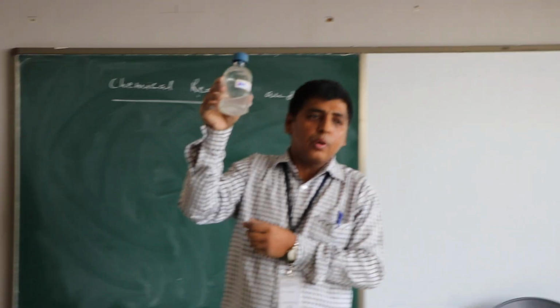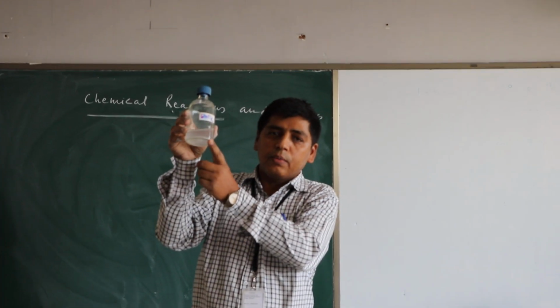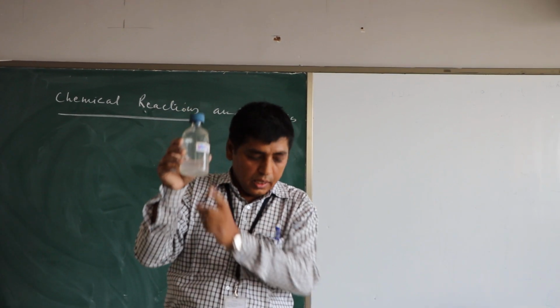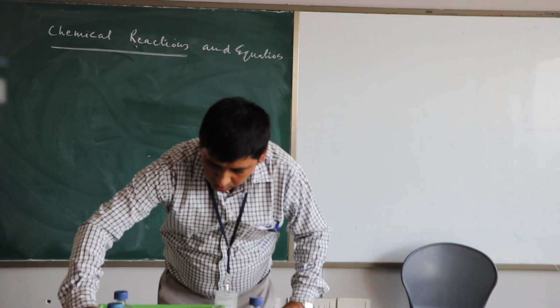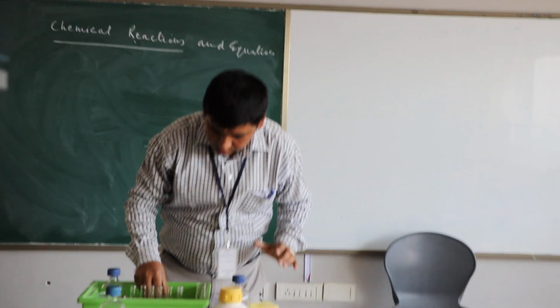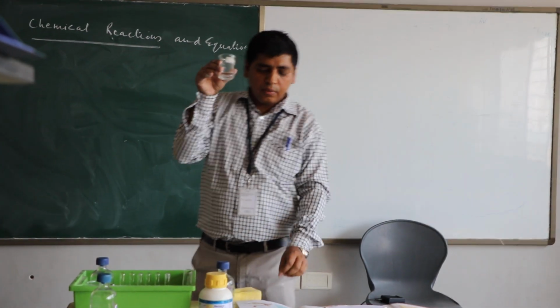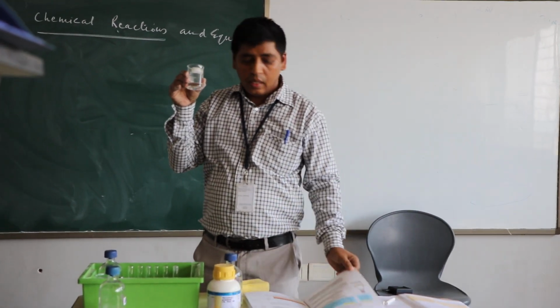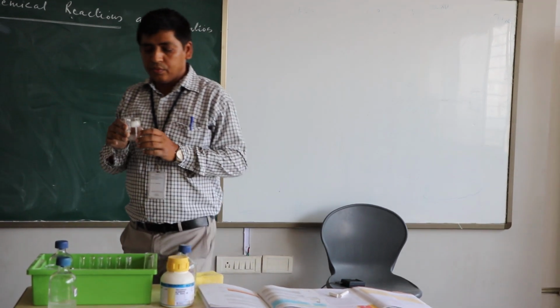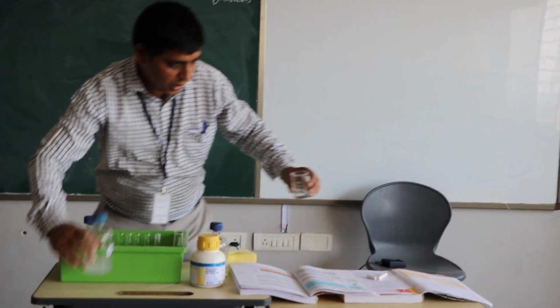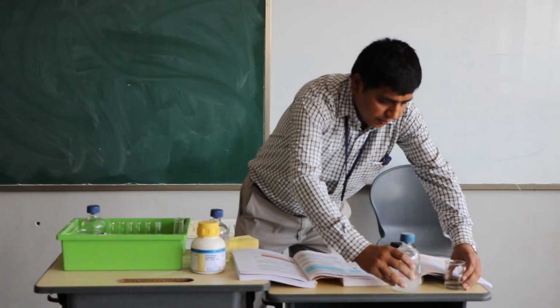Here it is barium chloride. What is the formula of barium chloride? BaCl2. And this is sodium sulfate. What is the formula of sodium sulfate? Na2SO4. The two chemical substances are ready here.